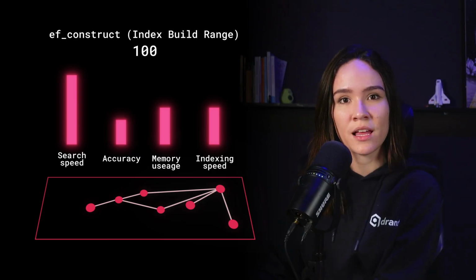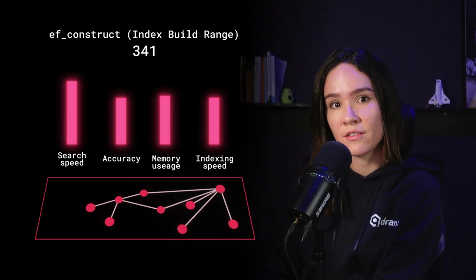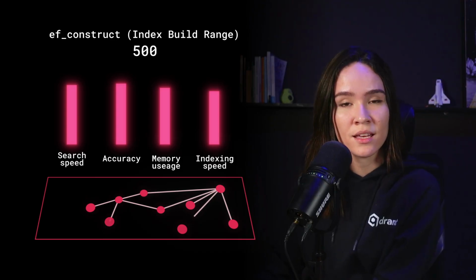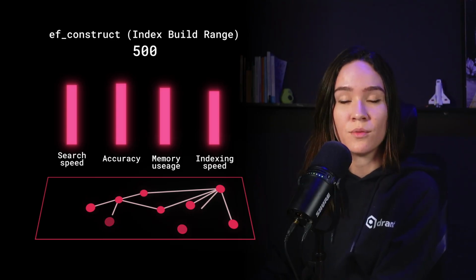For most cases, values between 100 and 500 work well, but the more complex your data gets, the higher the EF construct that you might want to consider.